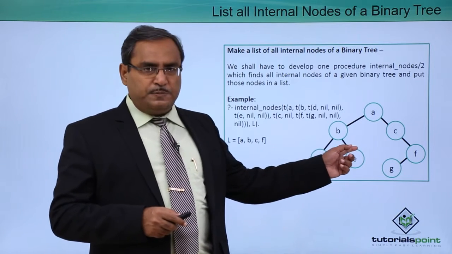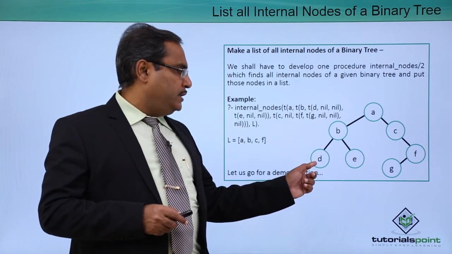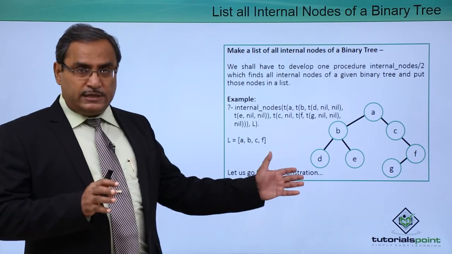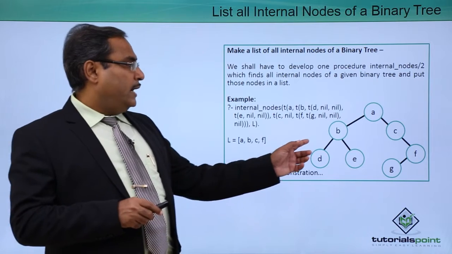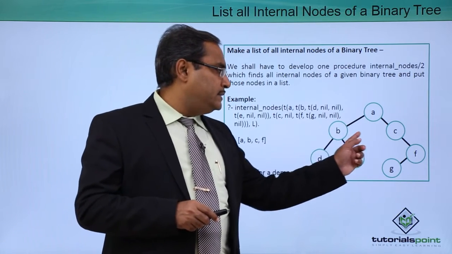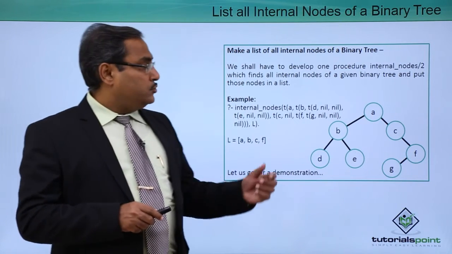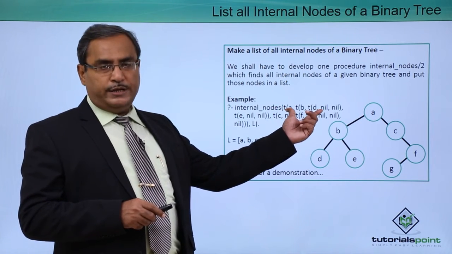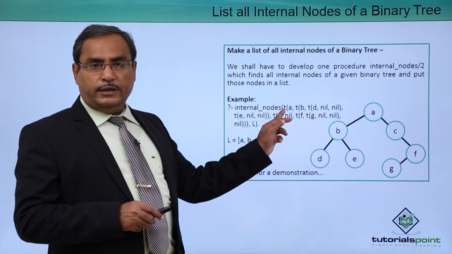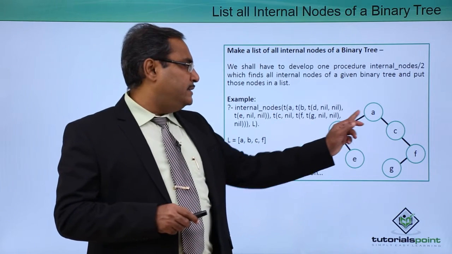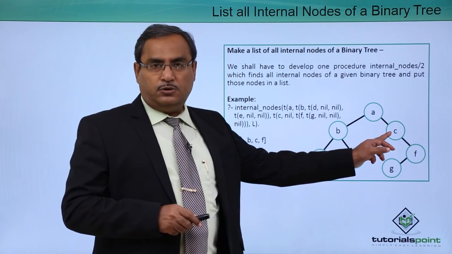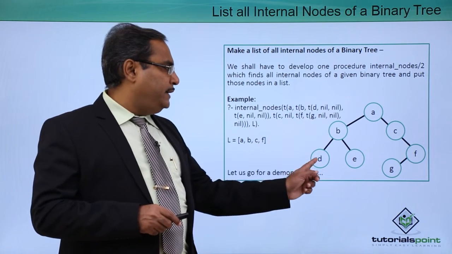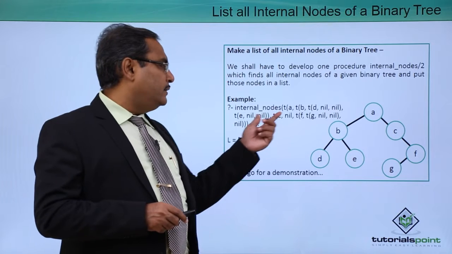If you consider this respective diagram, here D, E and G are the leaf nodes and the rest of the nodes in this tree are the internal nodes, and they are nothing but A, B, C and F. So here this particular tree has been represented as an input argument. T is denoting the tree, and here A is there, and B and C are the left child and right child. B is having D and E. So D and E are the leaf nodes.